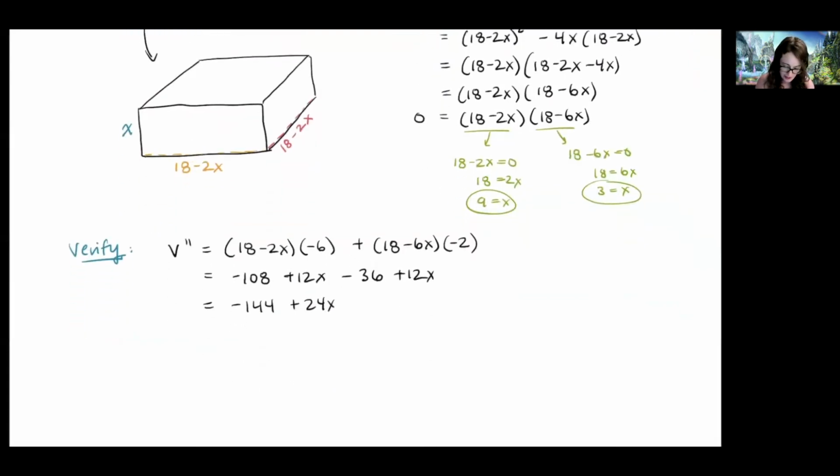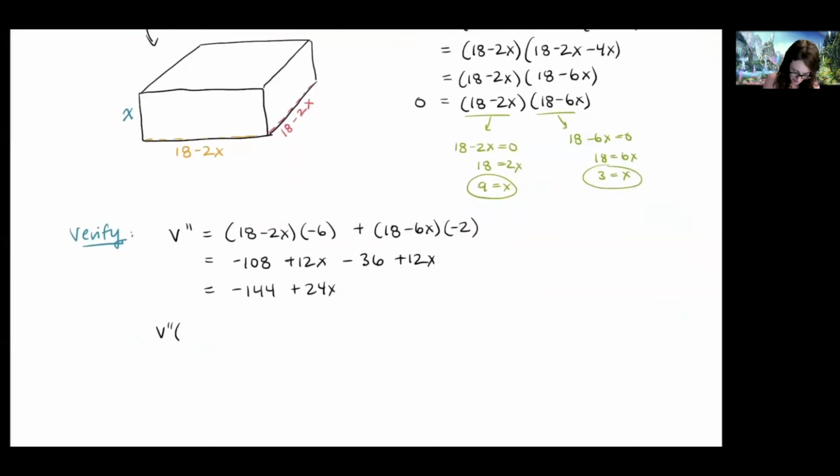Okay, now remember we're going to use this to check out the concavity at each of our critical numbers. So we're going to plug in a 9 into the second derivative and see what we get out. Is it positive or is it negative? So negative 144 plus 24 times 9 gives us a positive 72. So remember that's positive, that's concave up. And so that means that we have a minimum. We don't want that. So let's ignore this 9.